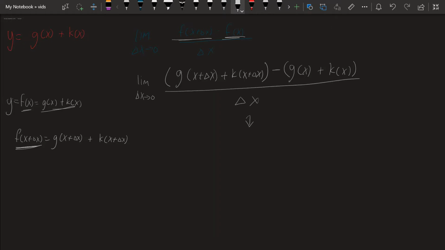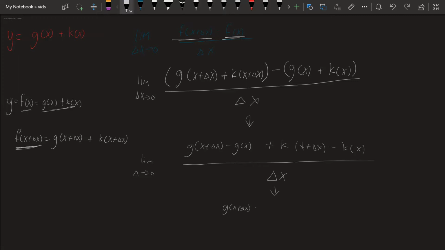All over delta x, right? So now let's do some mathematical magic, and we can do this, right? All I did was I rearranged these terms, and I'm nearly done. And now let's factor this fraction out.